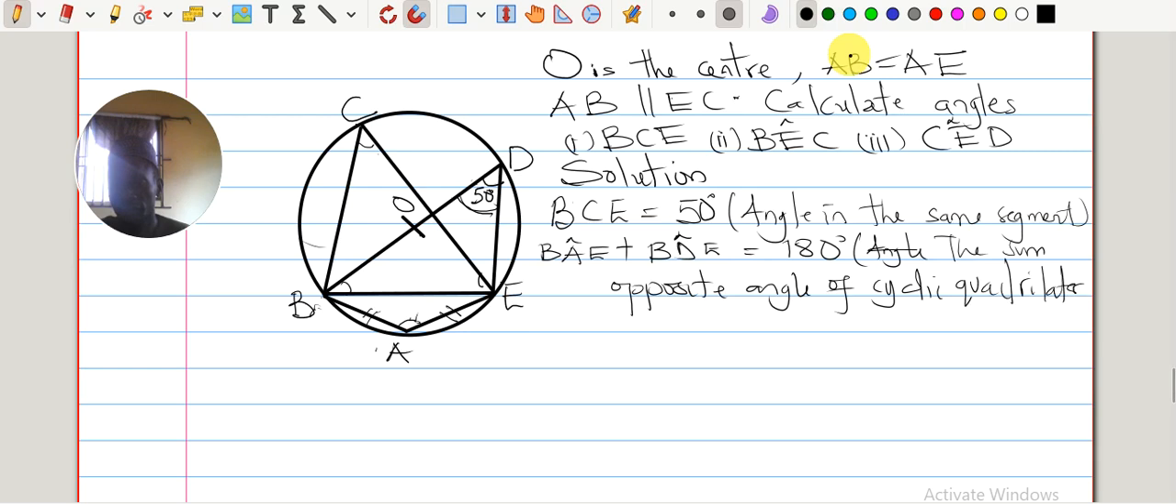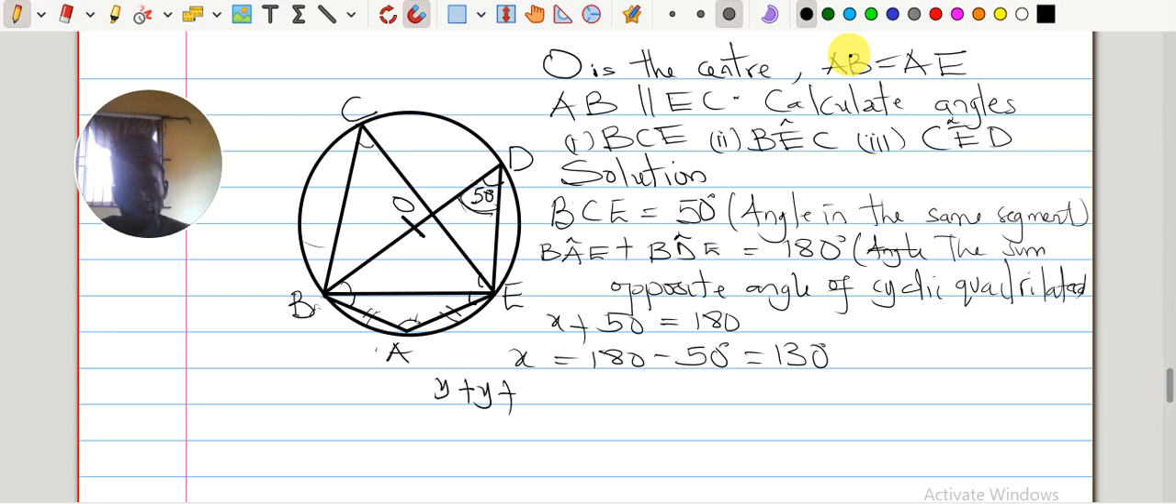So we can say this 150 plus this angle equals 180. Now let me call BA to be x, right? x plus 50 equals 180. I can have my x to be 180 minus 50. So this will give me 130 degrees. Now, this one is isosceles, so I can call this one y, and I can say y plus y, with my x here being 130.